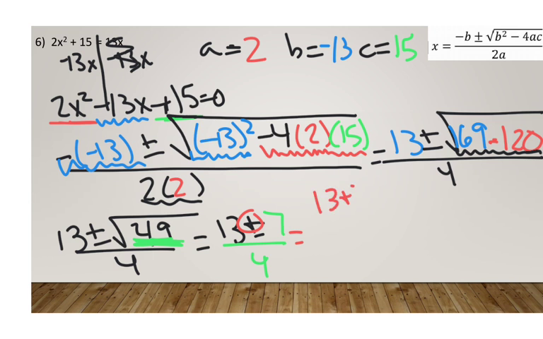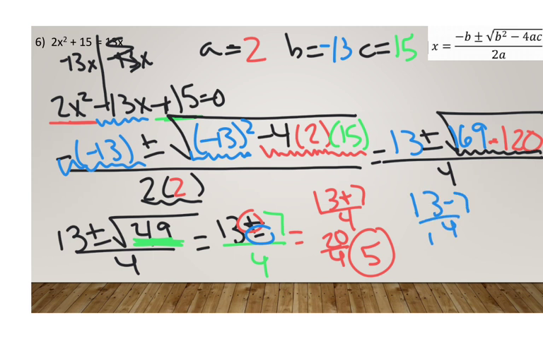So our first answer, we're going to work with the plus. So 13 plus 7 over 4. 13 plus 7 is 20. Divided by 4 is 5. So that's our first answer. Our second answer, we're going to look at the minus. So we're going to say 13 minus 7 over 4 is 6 over 4, which reduces to 3 halves. So two answers. First answer is 5. Second answer is 3 over 2.